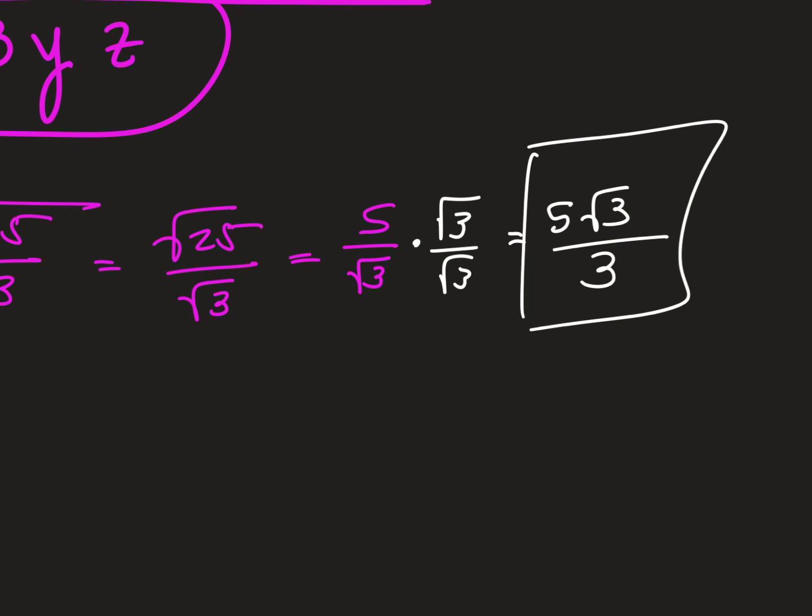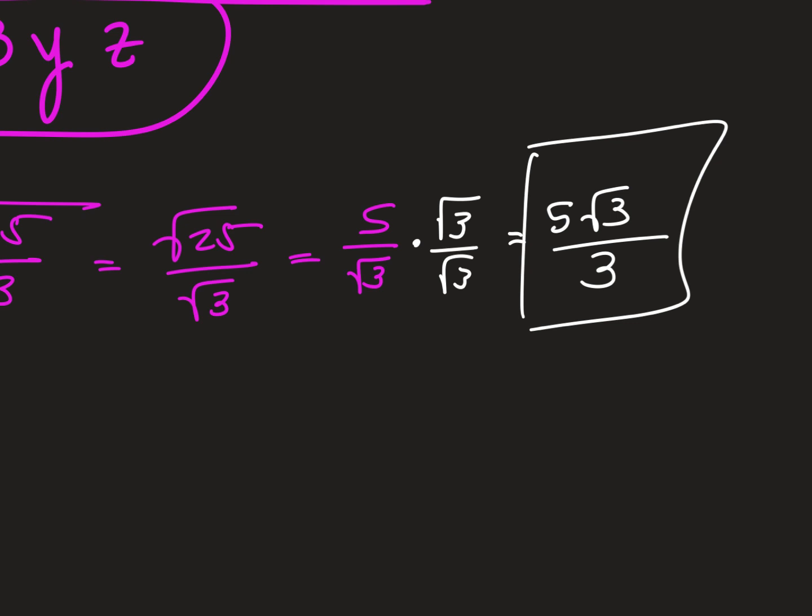How come I can't cross off the 3 in the numerator and the 3 in the denominator? Why can't I go like this? It's not the same thing. That says the square root of 3. The one on the bottom says the whole number 3. So make sure you see the difference there.